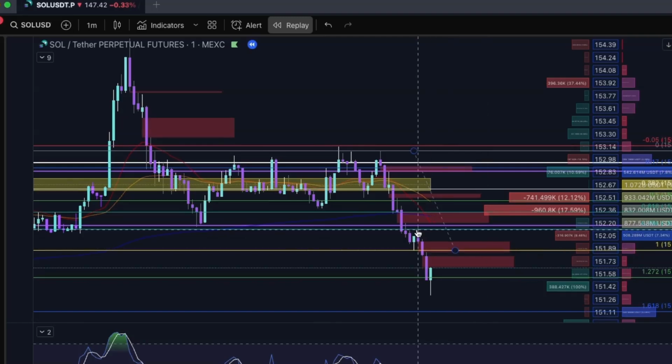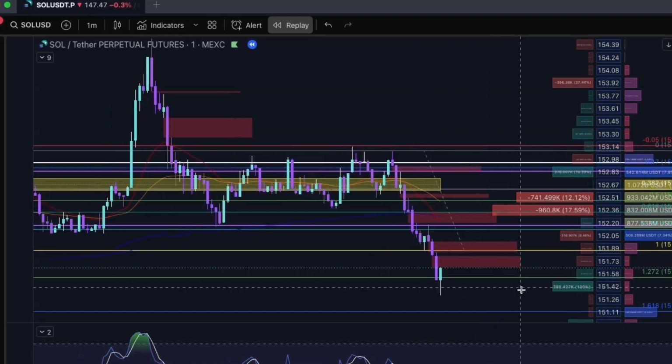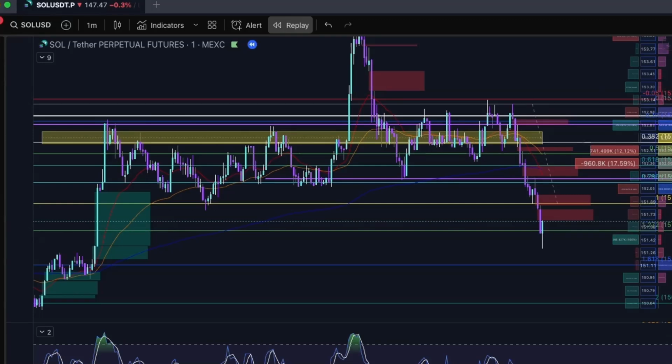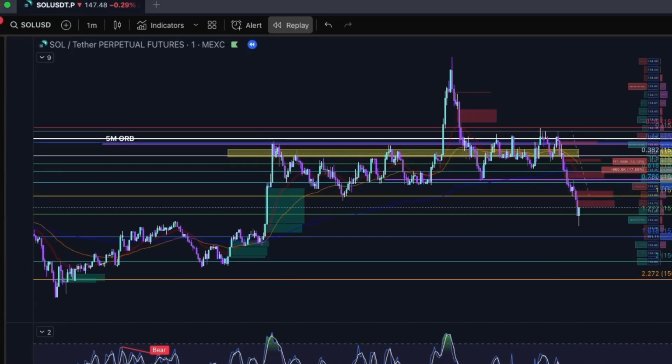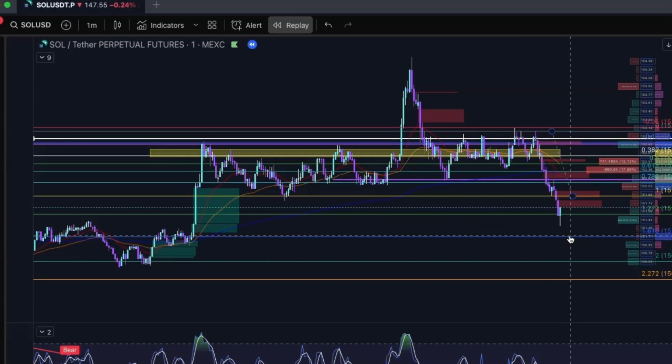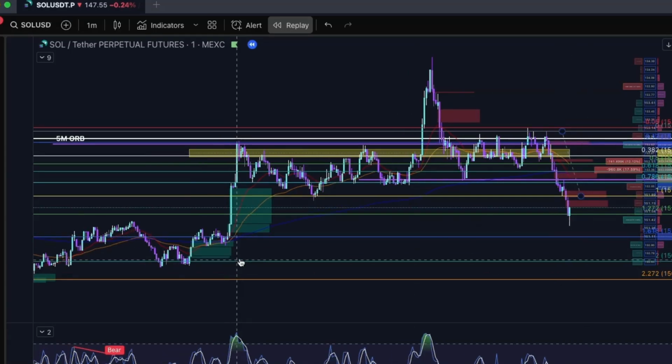So it hit our entry at the 0.786, and now we have already hit one of our take profit levels pretty quickly at that 1.272. And now we are just moving in the direction of the trend here. I would probably be looking to take profits at this 1.618.